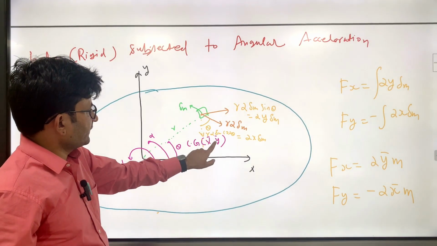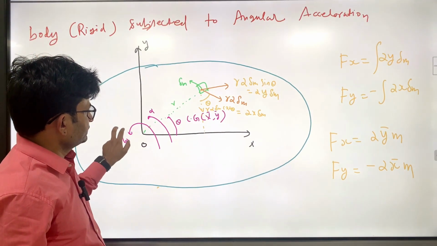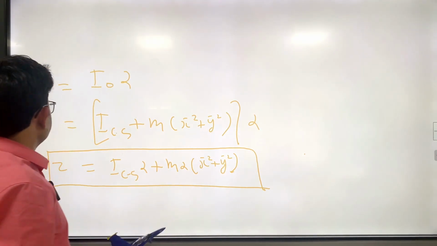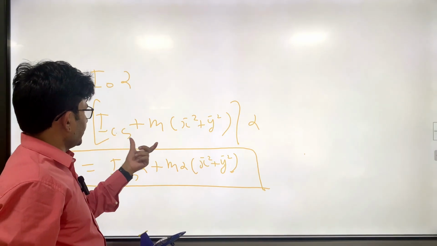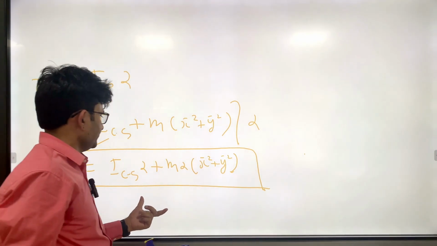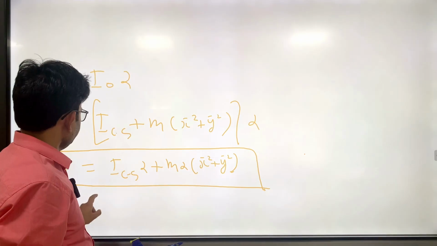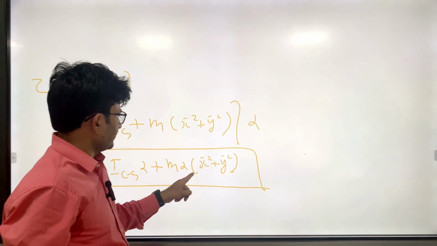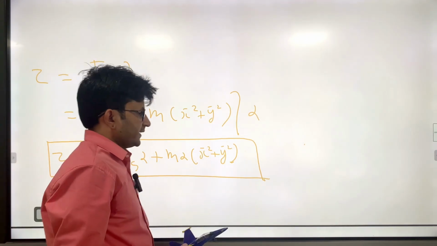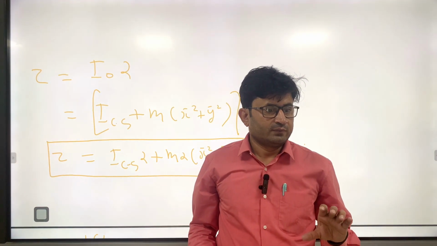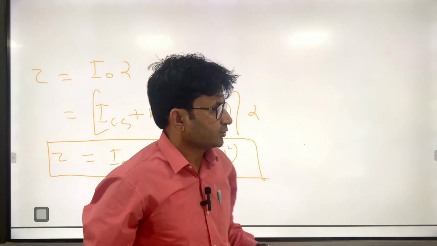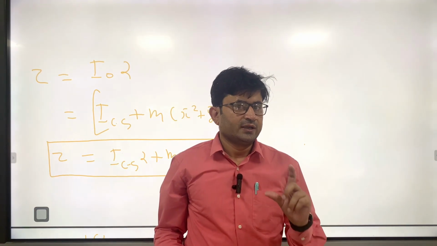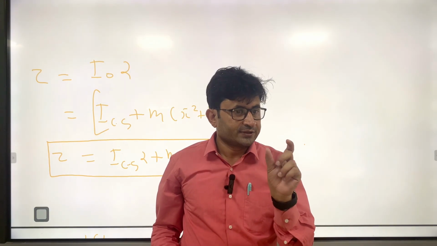The distance x bar and y bar is located, right? So you can write torque I naught alpha and substitute I naught. So this will be the expression of a torque. Alpha will multiply here I Cg alpha plus m alpha x bar square plus y bar square. So I thought it's better to cover the simple force and torque, so that when I take the example problem, you will be able to understand the inertia force.